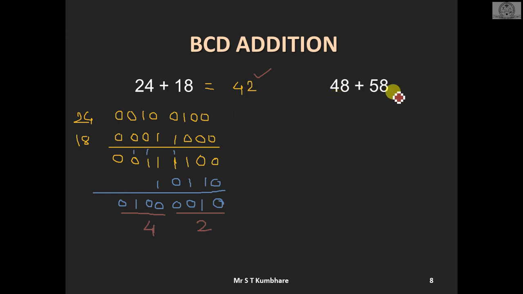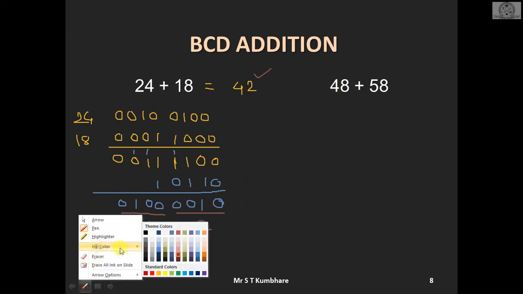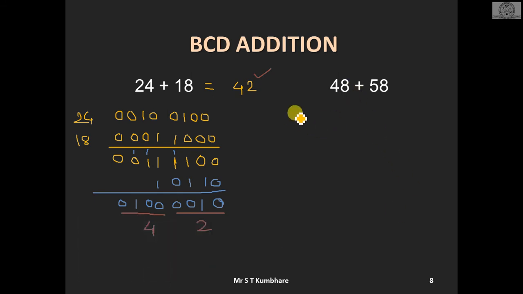Similarly, we can perform addition of 48 and 50. How to do it? This 48 can be represented in its equivalent BCD code: 4 is 0100, 8 is 1000. Similarly, 58: 5 is 0101, 8 is 1000. And then we can add. So after addition, what will we get?